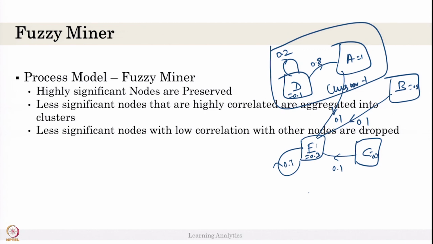That is the idea of fuzzy miner. Hope you understood these 3 steps, it is very important. Highly significant nodes are preserved, less significant and less correlated nodes are dropped, less significant and highly correlated nodes are combined to create a cluster. That is the very basic steps in fuzzy miner.